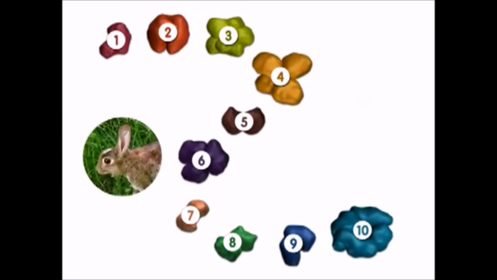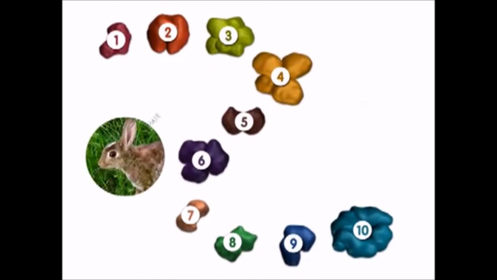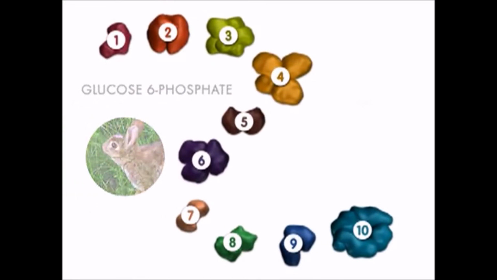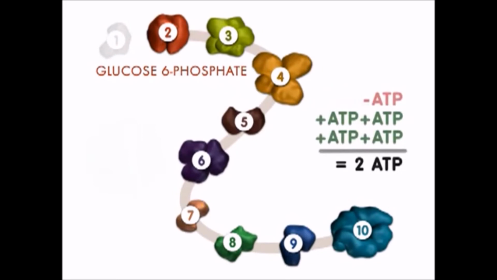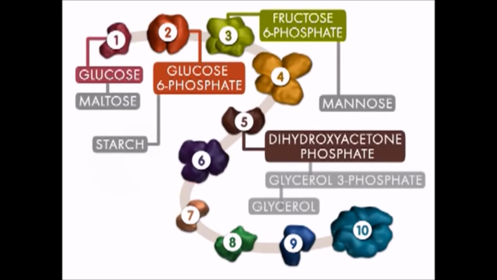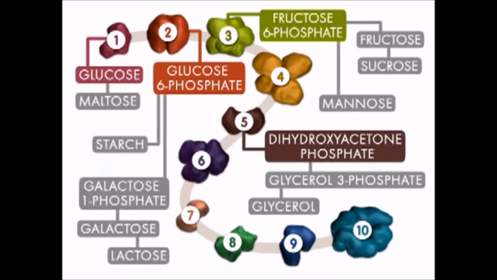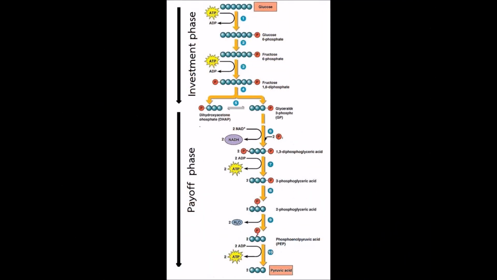For example, when an animal breaks down glycogen, glucose 6-phosphate is produced and can then enter the glycolysis pathway at the second step. Importantly, this means 1 less ATP is required for the pathway because the first ATP consuming step is skipped. Other sugars can also enter the glycolysis pathway at different points, each having a different effect on the net number of ATPs that are produced.